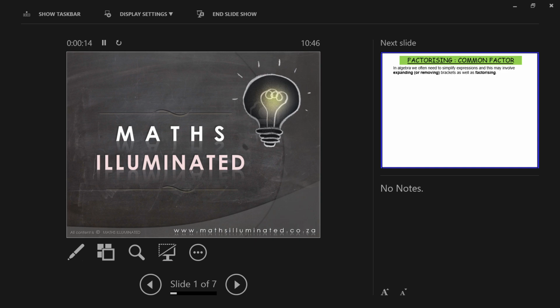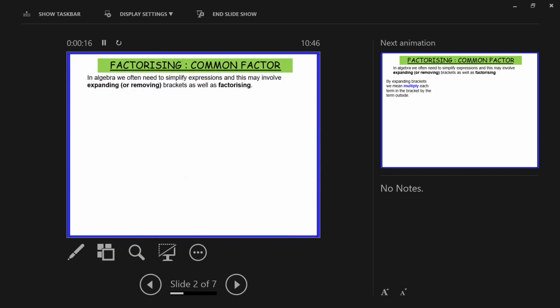Okay, so common factor. It says in algebra, we often need to simplify expressions, and this may involve expanding, which you guys have done. Remember what expanding is? Multiply in. Okay? It's on your notes. Exactly what you see here is on your notes, so you can just make extra notes if you want to add something to that. Or removing brackets as well as factorizing.